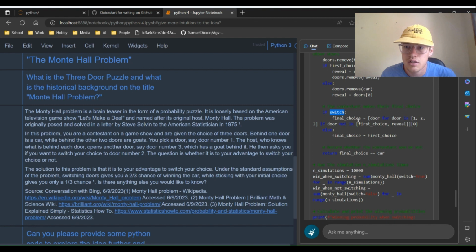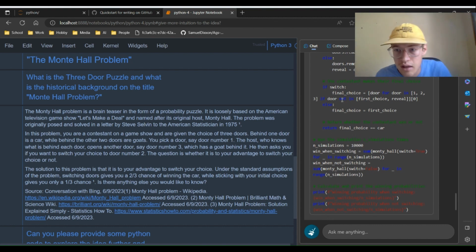So if we're switching, then this is a little bit of complicated code, and this is called list comprehensions, I believe, in Python. And so, if you got tripped up on this, you could grab the code and say, I want to understand this more, but it's a little bit confusing to me. So door for door in 1, 2, and 3, if door is not the first choice or reveal. I'm not gonna lie, I have never seen a person write code like this. This is definitely very obscured and kind of confusing. So I'm definitely not content with the way the AI does this.